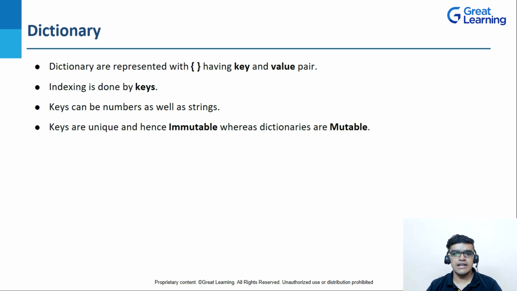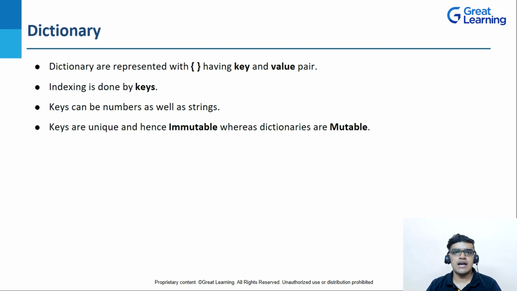Keys are unique and hence immutable, whereas dictionaries are mutable. It means that you can't change the key itself. However, if you want to change any specific key's value, then you can do it. So here keys are immutable. Immutable means you can't change the value, whereas dictionaries are mutable, so that means the values of a dictionary can be changed.